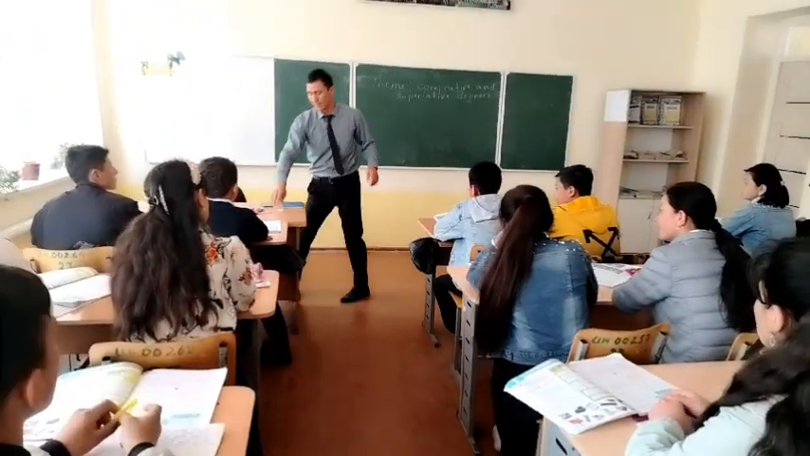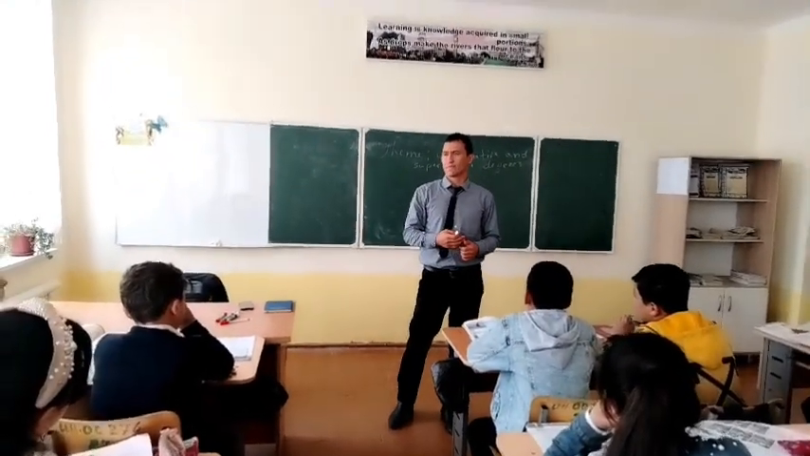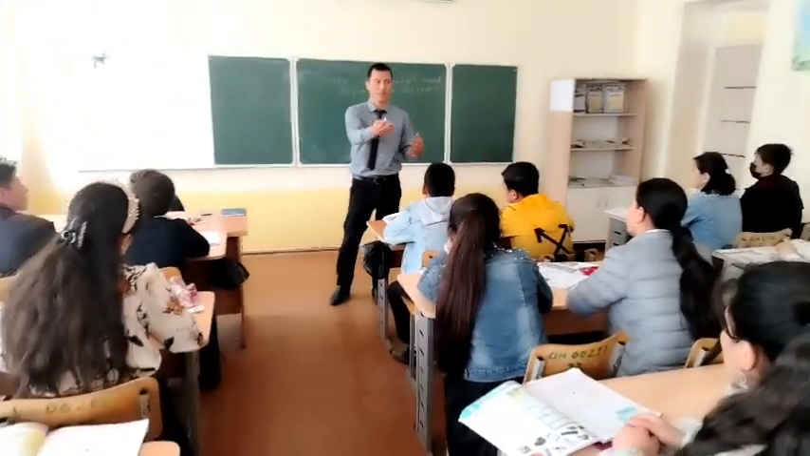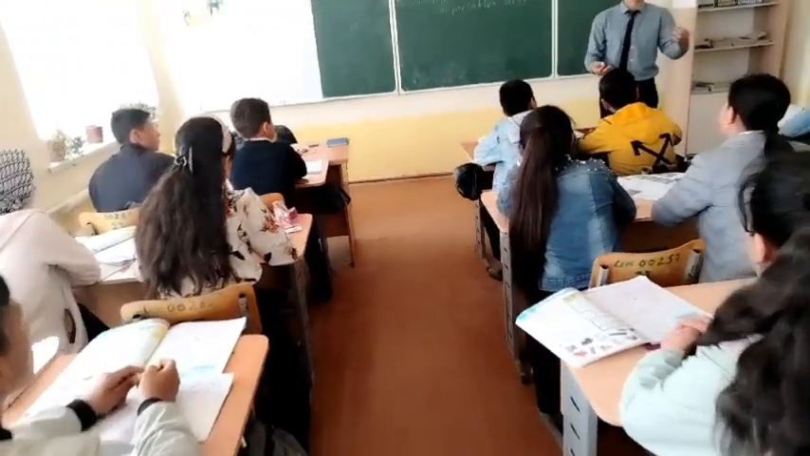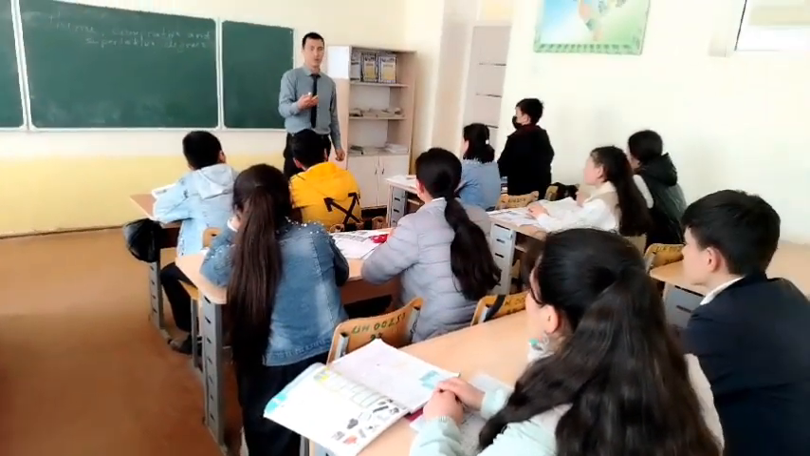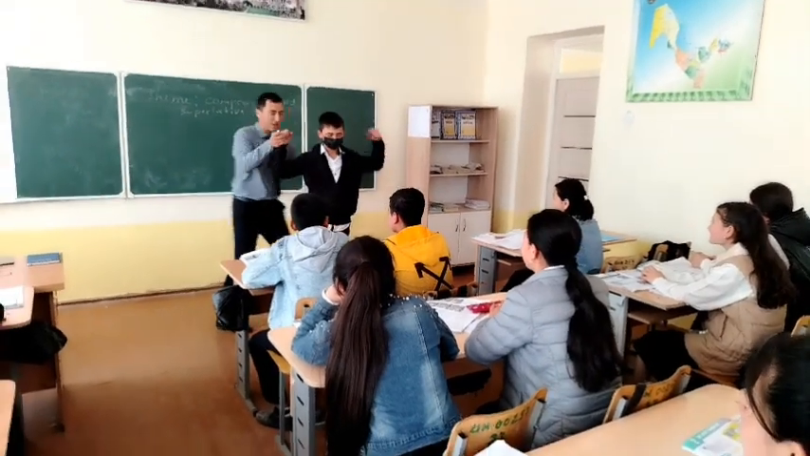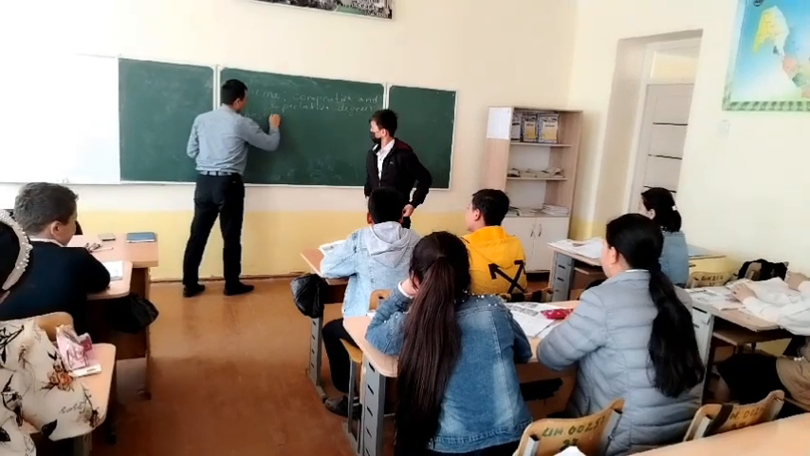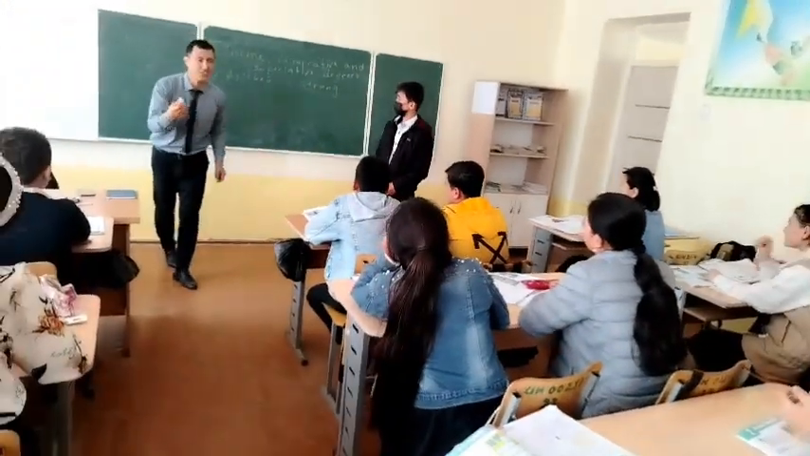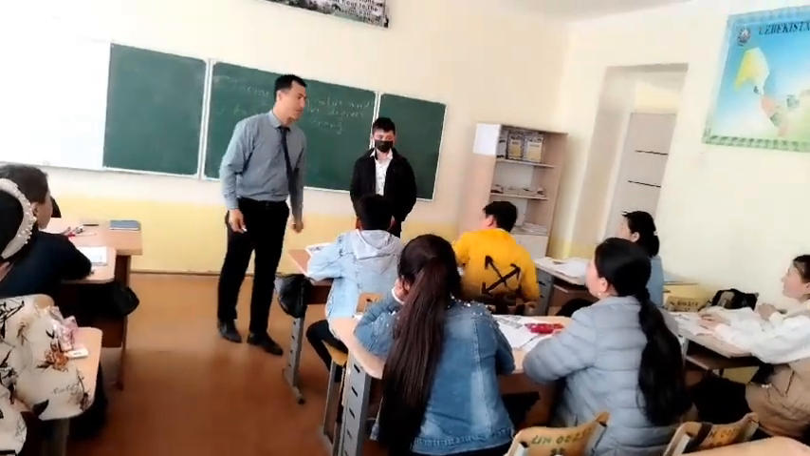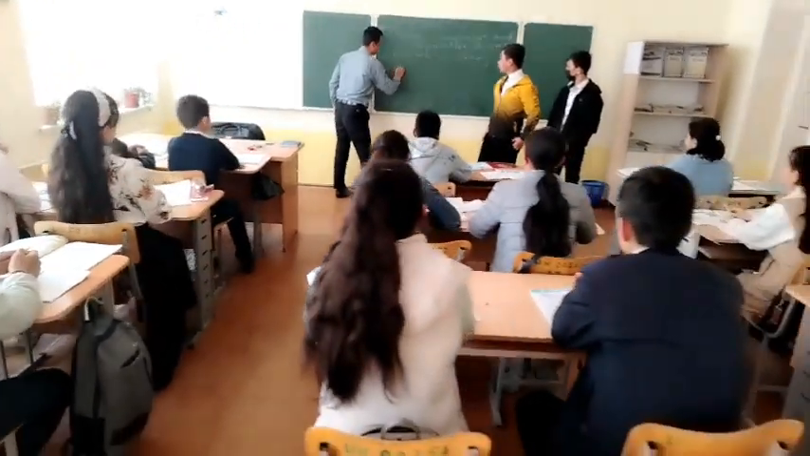Now I will write a few examples on the blackboard. Who can give an example with strong? For example, Asılbek is strong. Okay, we will write it down. First one: Asılbek is strong. This is strong. What is it? An adjective. The next one is, okay, come here: Asılbek is stronger.